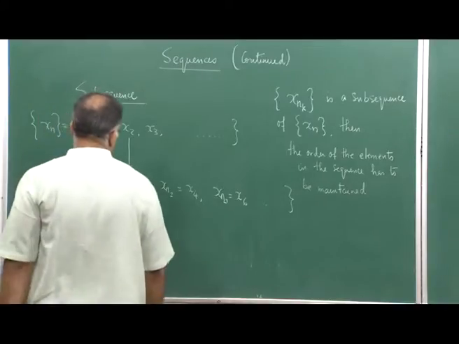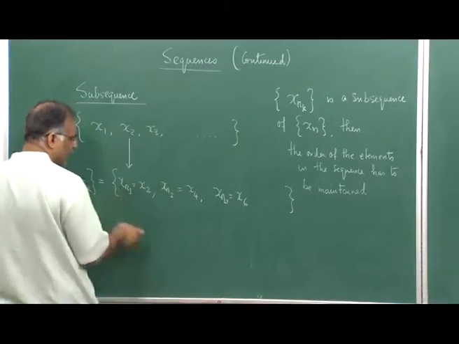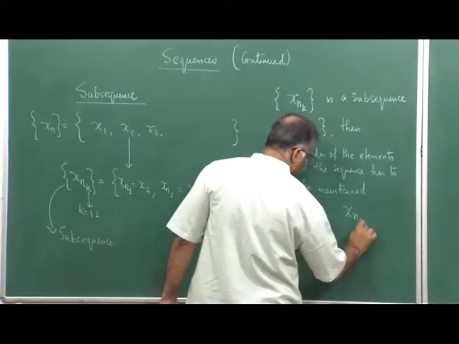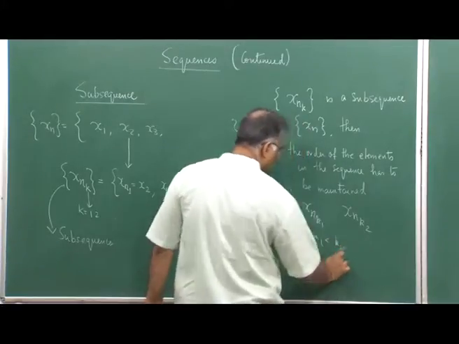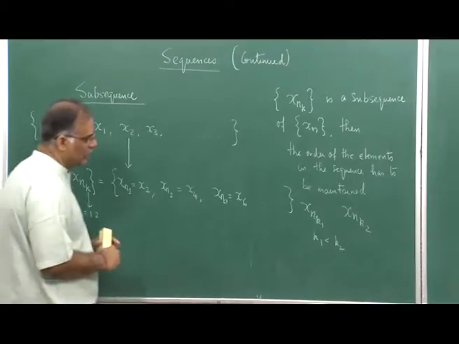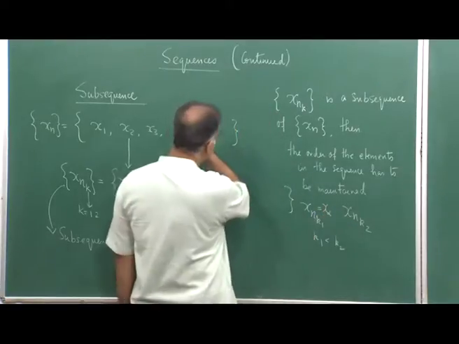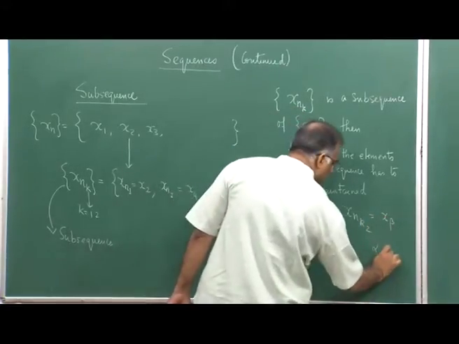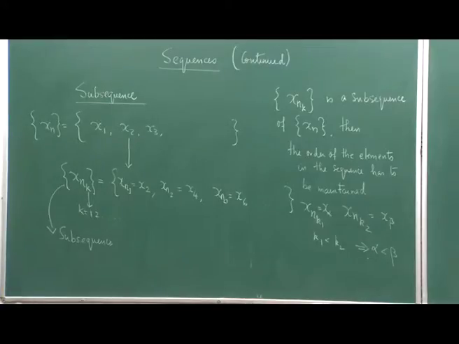So, suppose I write x_{n_{k1}} and x_{n_{k2}}, where k1 is strictly less than k2. If I write that, then suppose this corresponds to some x_alpha in the original sequence and this corresponds to some x_beta in the original sequence, then alpha must also be strictly less than beta. This has to happen, otherwise you do not get a subsequence. So, these are key facts.